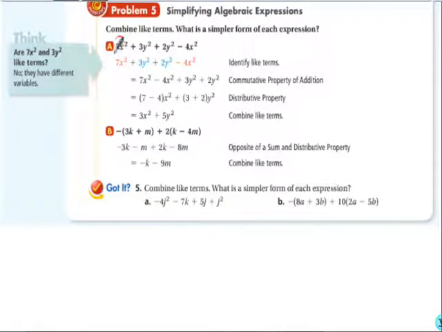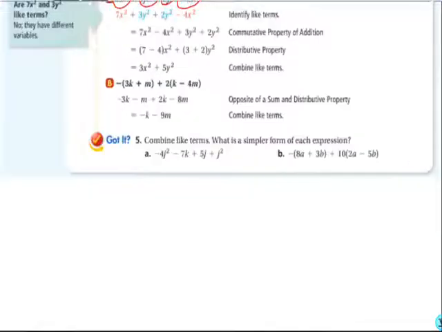So here, the like terms are there's the x squareds, there's the y squareds. We combine those, we get this. Take a second, pause the video right here, and see what you get for these two answers. Go ahead and pause the video now.